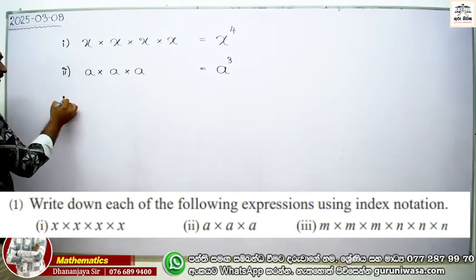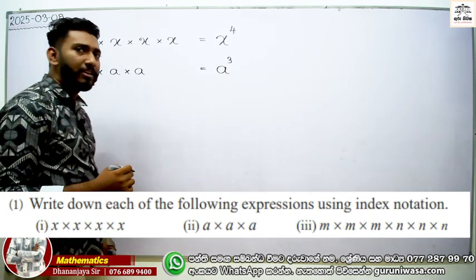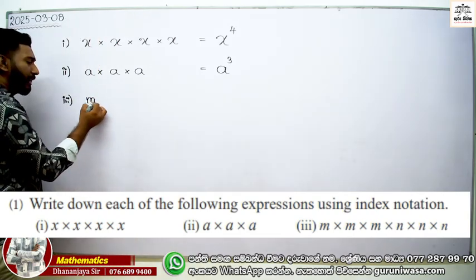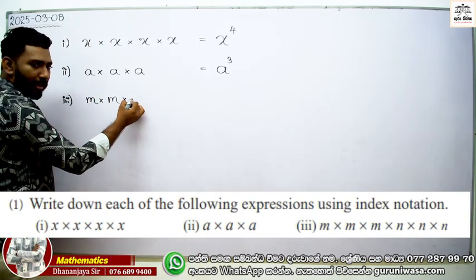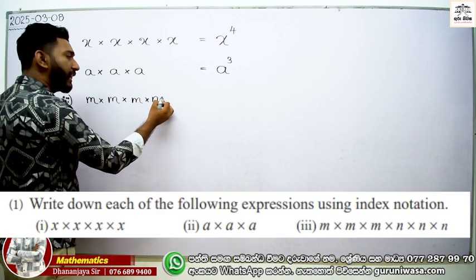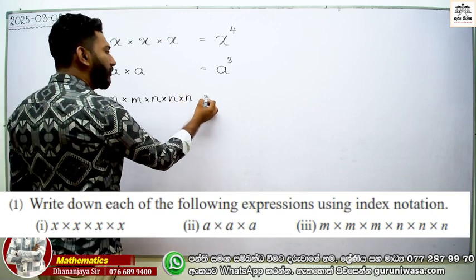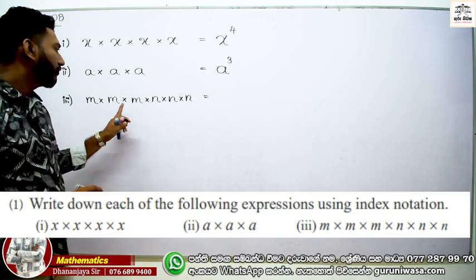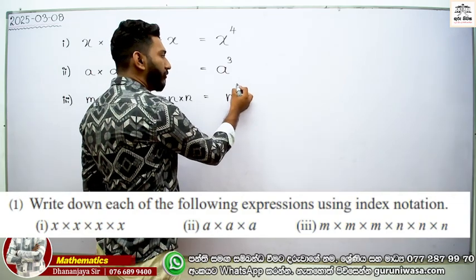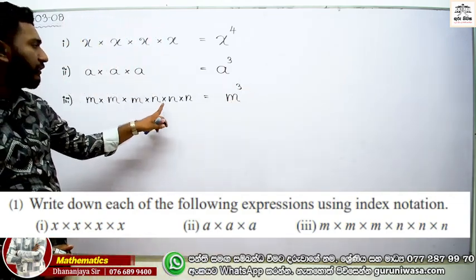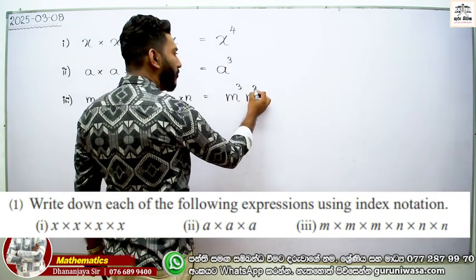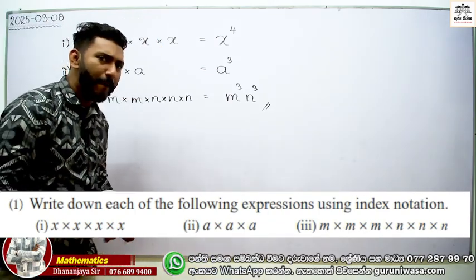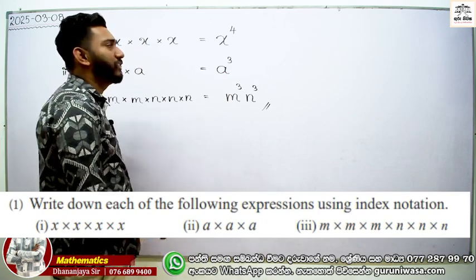Now look at the last one. There are two different symbols, like m and n, right? m multiplied by m multiplied by m, as well as n times n. This one's very important. How many m terms? 1, 2, 3. m to the power of 3. And n to the power of 3. Now we can write it like this. This is a very easy thing.